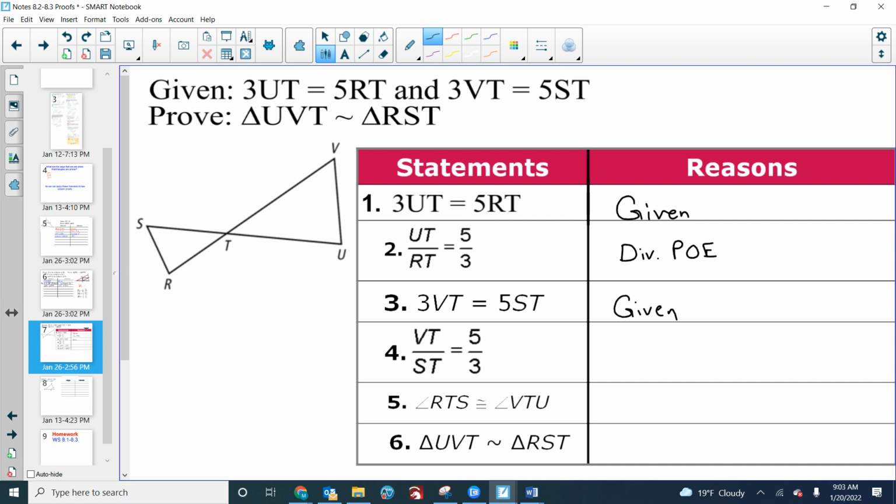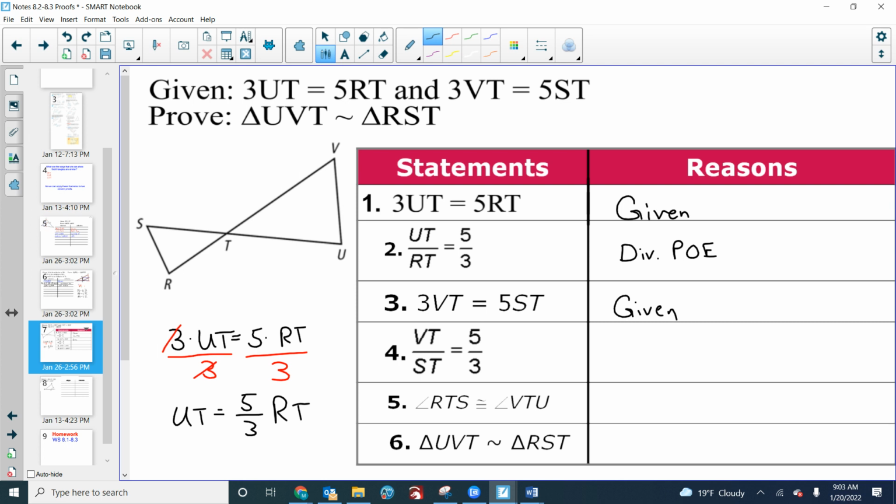Callie. How is it the division property of equality? It looks like they divided both sides by 3. And then it looks like they divided both sides by RT. Do you want to see it? 3 times UT equals 5 times RT. If I divide both sides by 3, I get UT equals 5/3 RT.